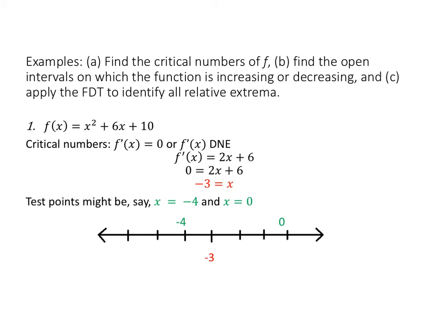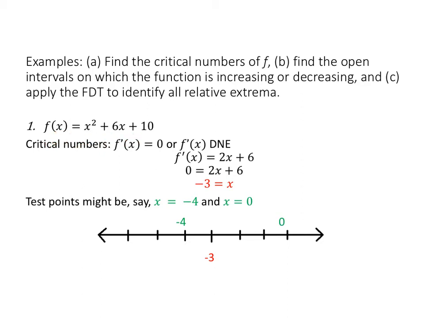Alright, so let's take a look at a few examples of this. We're going to find the critical numbers. We're going to find the open intervals on which the function is increasing or decreasing, and then we're going to apply the first derivative test to identify all relative extrema. So, take the parabola, f of x equals x squared plus 6x plus 10.